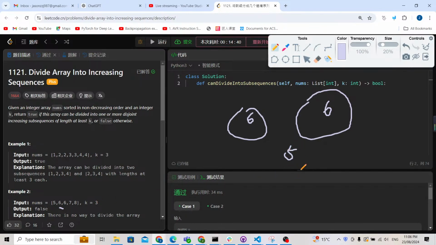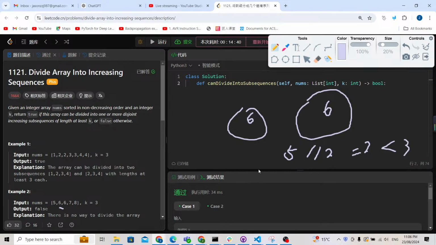But at least we need to split it into 2 parts because there are 2 duplicate numbers. So the total number 5 divided by 2 is going to be equal to 2. 2 is less than 3. This means it is not possible.